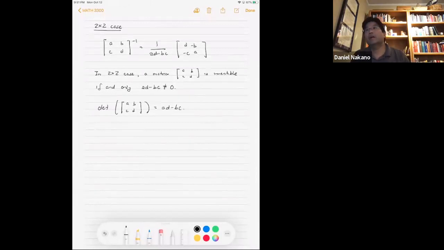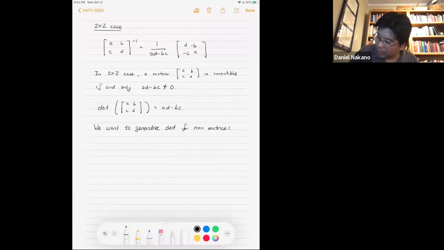Now, what we'd like to do is find a number for an n by n matrix, such that if that number is not 0, then the matrix is invertible. So we want to generalize this. The determinant for arbitrary n by n matrices. Okay. Now, in order to do this, I have to introduce some notation first.